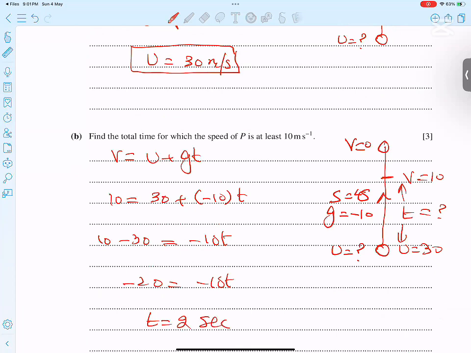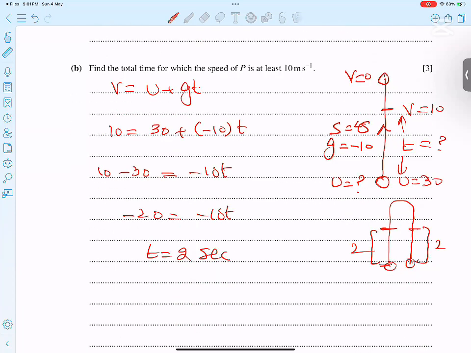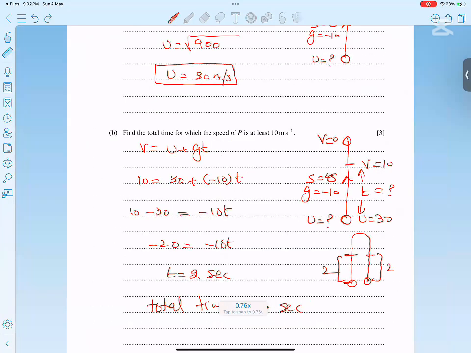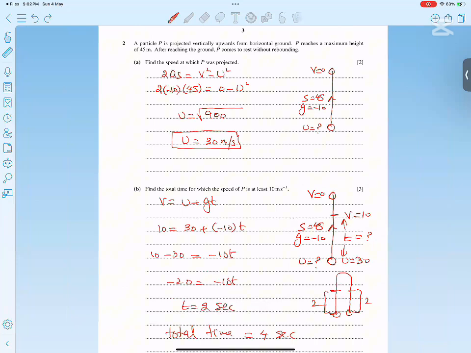But you'll be surprised to know that the particle actually starts from here, goes up and comes down. So this is a gap where time is 2 seconds. So naturally there is also 2 seconds on the way down. That is why you can say total time is equal to 4 seconds. Basically, the speed is higher and then becomes smaller, so we need to find this time and multiply by 2. That's it. I hope the concept is very clear.